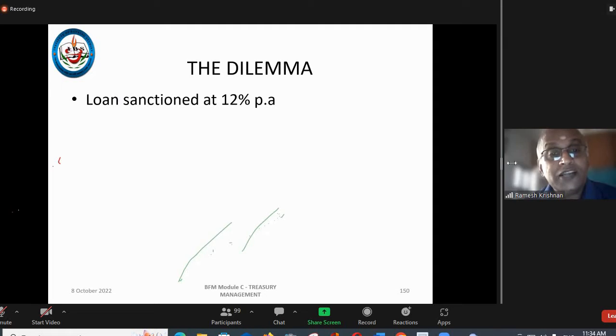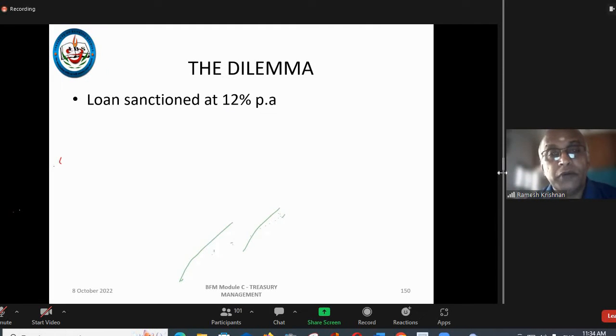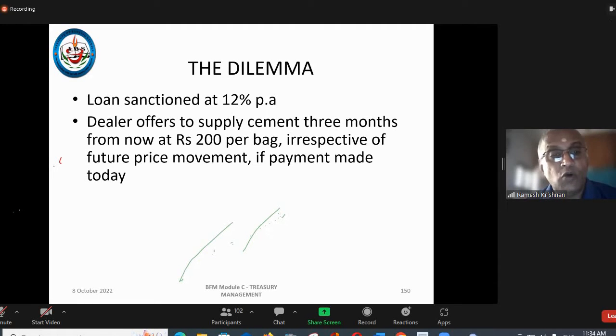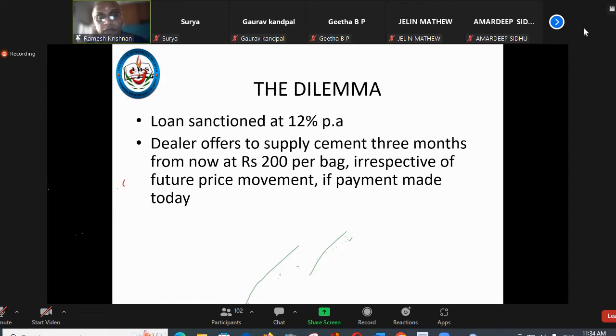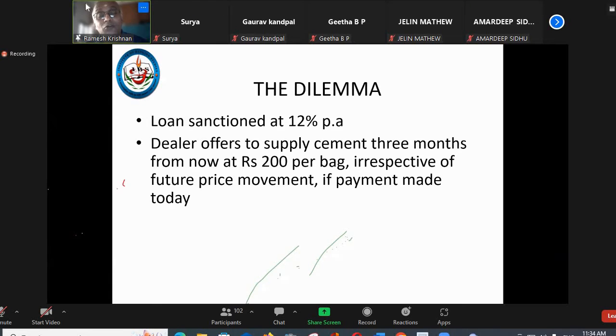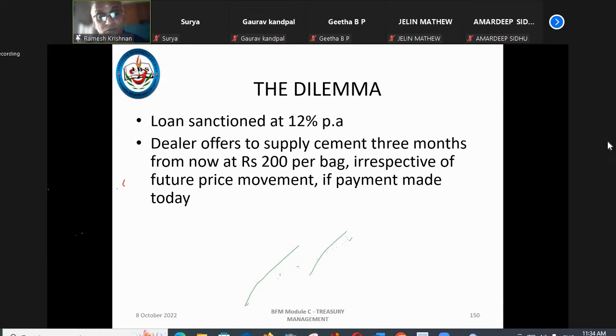Easy for you to understand that 1 rupee is the interest cost on 100 rupees per month. So that is why I put the interest rate at 12%. Okay. Now the cement dealer offers to supply cement 3 months from now at 200 per bag, irrespective of future price movement, if payment is made today. This happens locally. Like today itself, you pay the price, sir, I will give you cement. Like your gold also, sometimes it happens with some of the jewelers, but gold more in the form of an option. Here, the dealer is committing to give you cement at 200 irrespective of the price, because if it is 180, still you end up paying 200, and if it is 220, still you end up paying 200, but you pay 200 now itself.